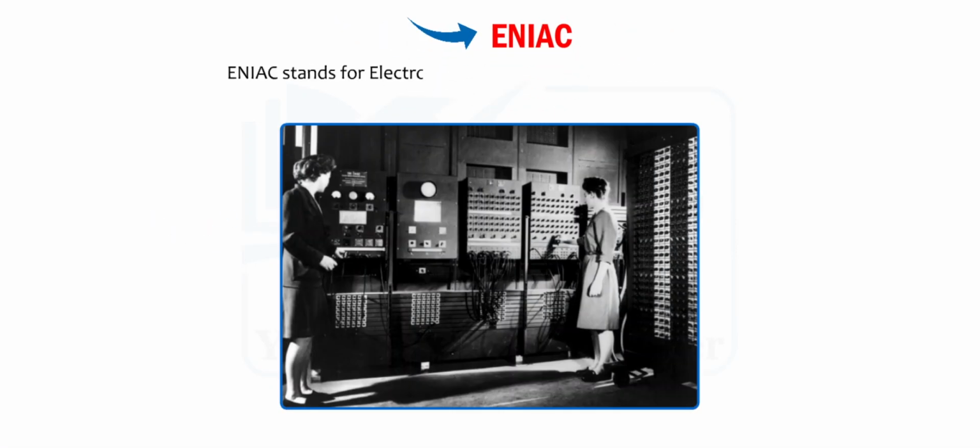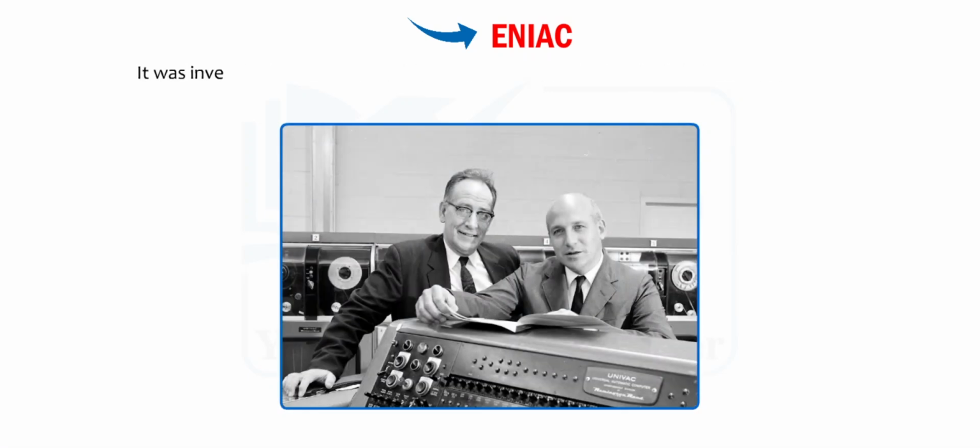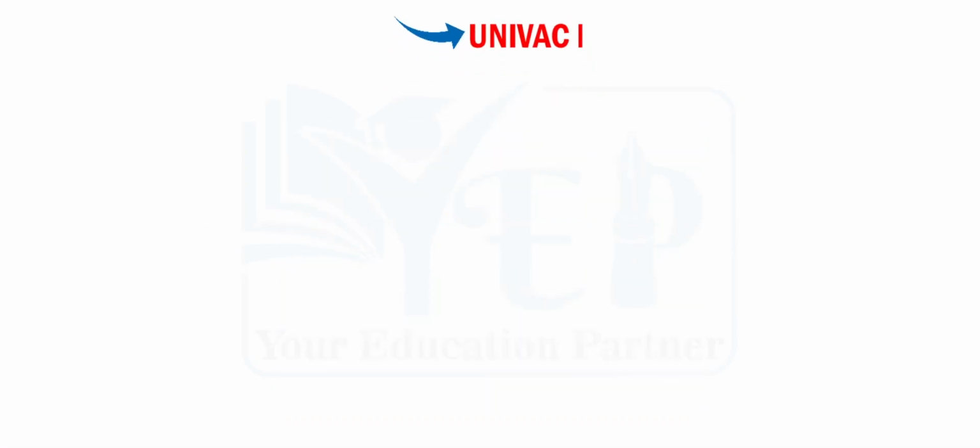ENIAC. ENIAC stands for Electronic Numerical Integrator and Computer. It was the first programmable, general-purpose electronic digital computer. It was invented by American physicist John Mauchly and American engineer J. Presper Eckert in 1946.